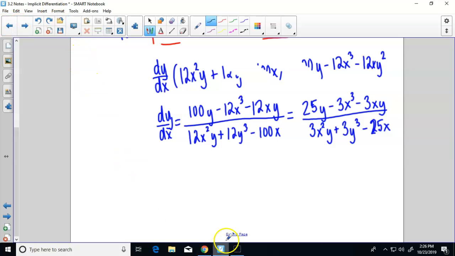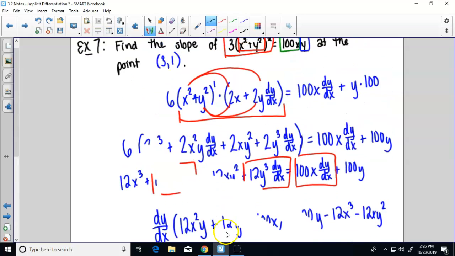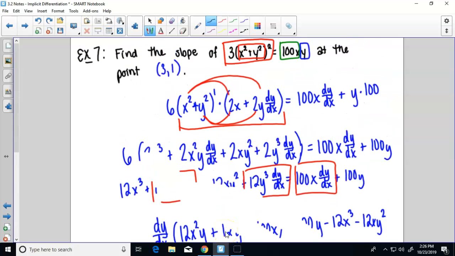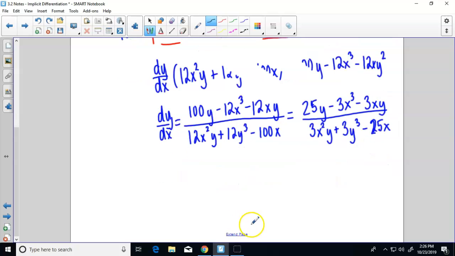Okay, so this is our derivative. But this one asks us for the slope of the tangent line at the point (3, 1). So you have to plug in (3, 1), so x equals 3 and y equals 1. So you're going to find dy/dx, and our notation for this is we put this long line right here, and x, y equals 3, 1. And then we're going to plug in.